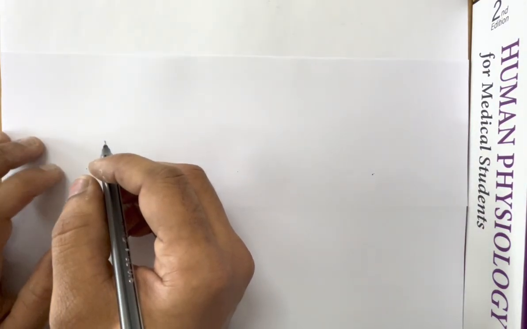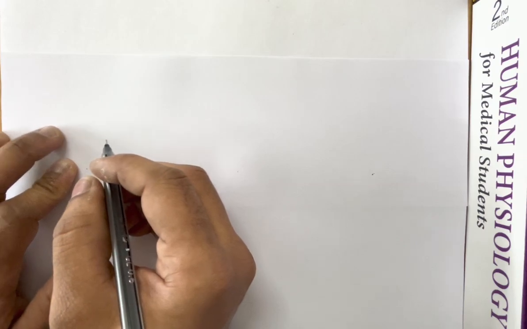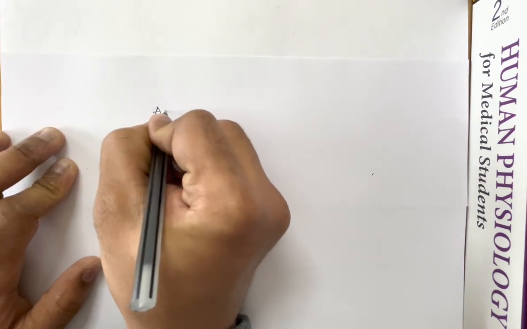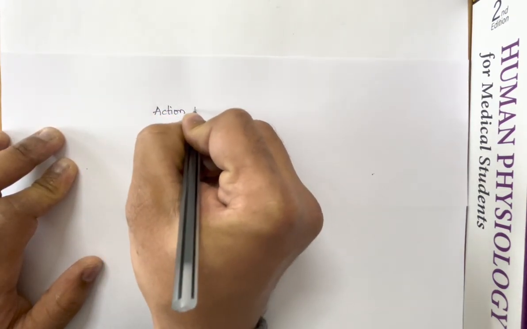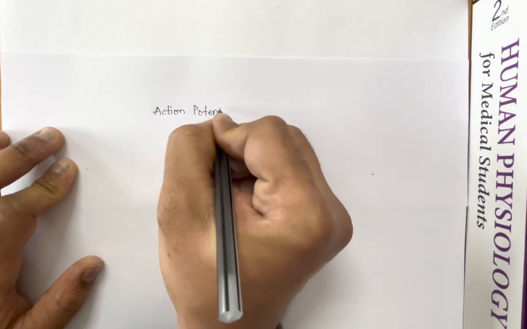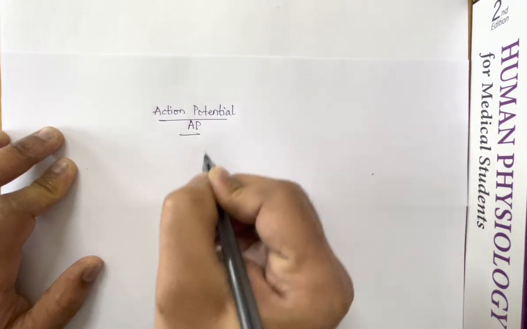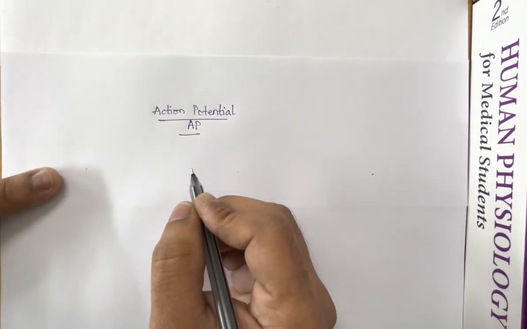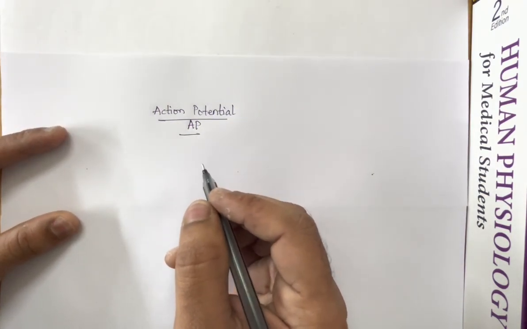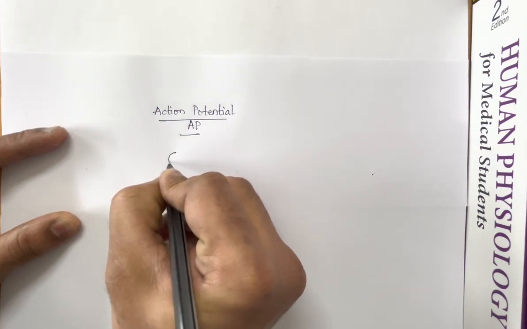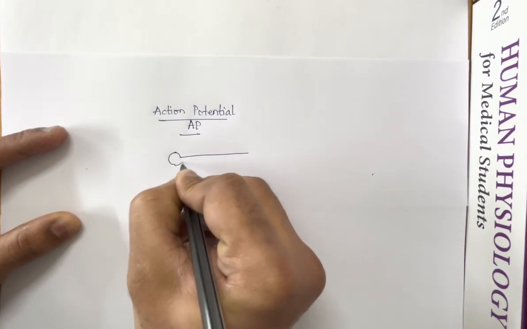Welcome everyone. In this lecture, I will be explaining what is action potential. I'll give an example of some excitable cells like nerve cells. Consider this is a nerve cell and this is a nerve fiber.